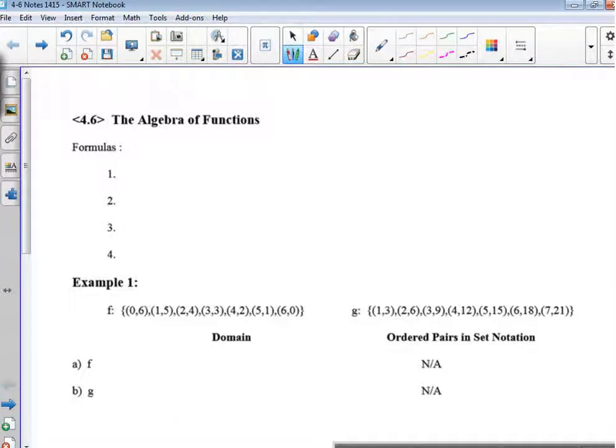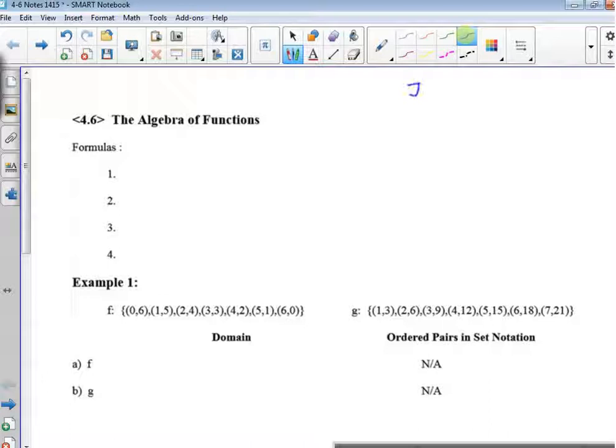Today we're going to be talking about the algebra of functions. We're going to see this again, and transformation of functions. But let's get started. So for the algebra of functions, let me just start with an example here.